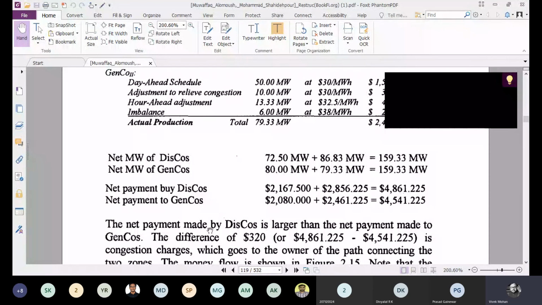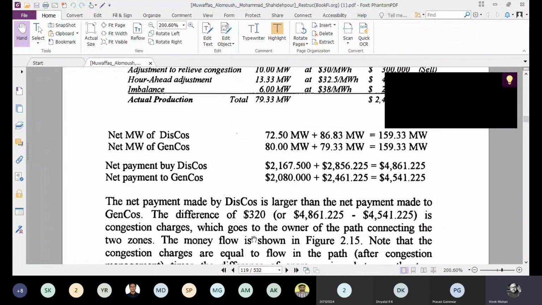That is better. So here the total amount is 4861.225 net payment by the DISCOs, and the net payment to GENCOs is 4541.225. So you can see there is a difference, right? The net amount paid by the DISCOs, the full amount has not gone to the GENCOs. This is the amount received by the GENCOs. So the difference is $320.